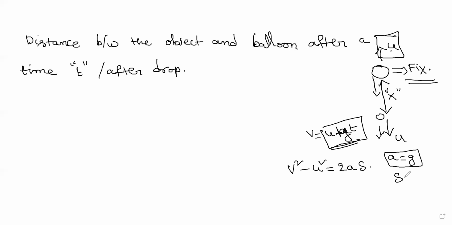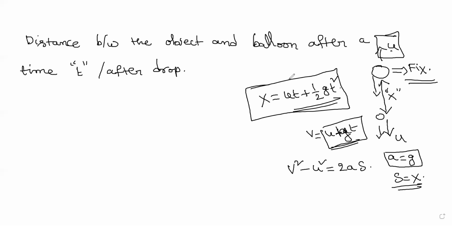So s is some x, what is the distance? So plug in that, so you get x, or you can use directly ut plus half gt square. This is straight ut plus half gt square you can use. So directly you will get this answer. This will be the initial velocity that will be given down. So ut plus half gt square, that will be the value of x. I hope it is clear.